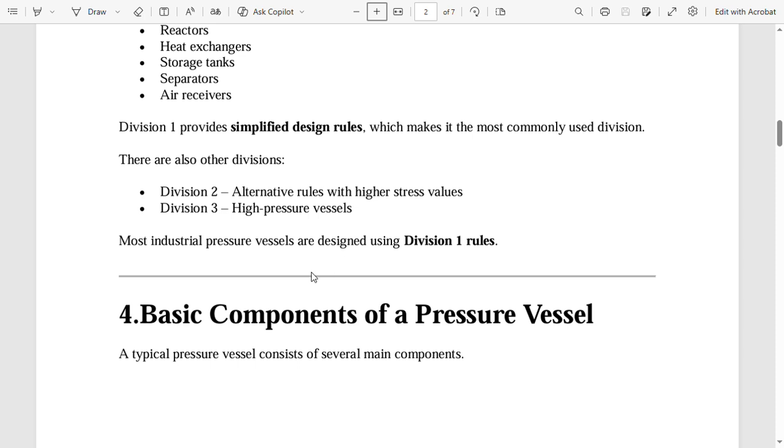There are also other divisions. Division 2: Alternative rules with higher stress values. Division 3: High pressure vessels. Most industrial pressure vessels are designed using Division 1 rules.